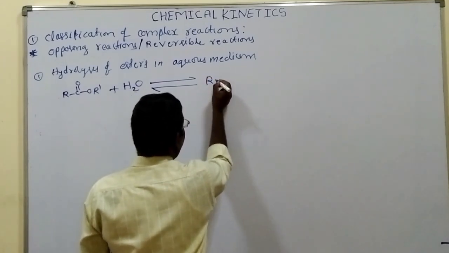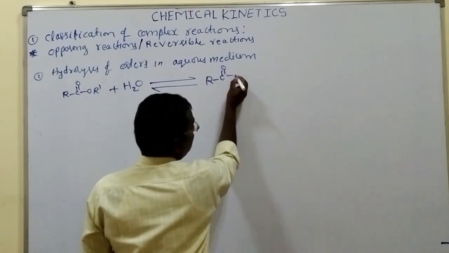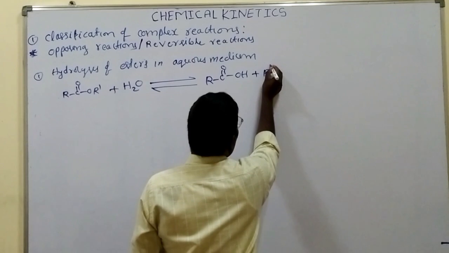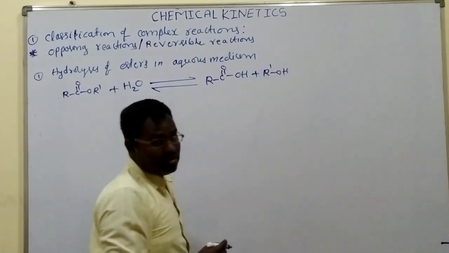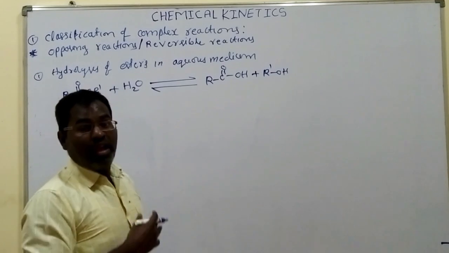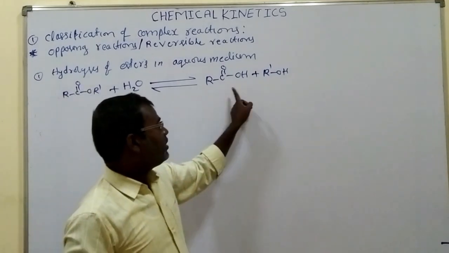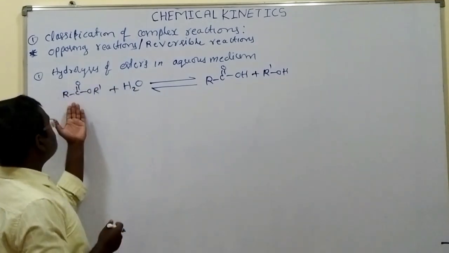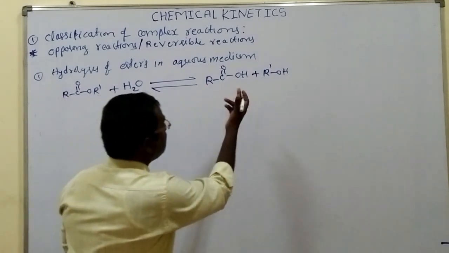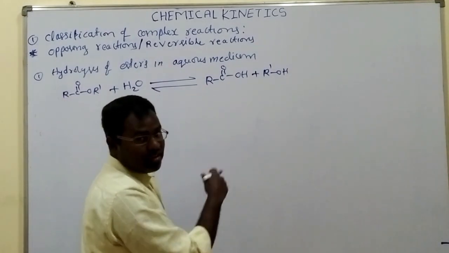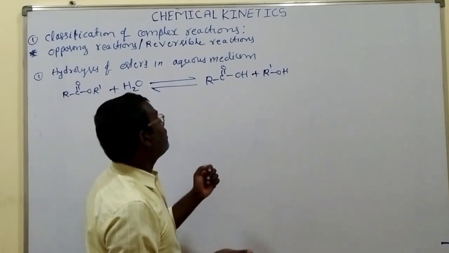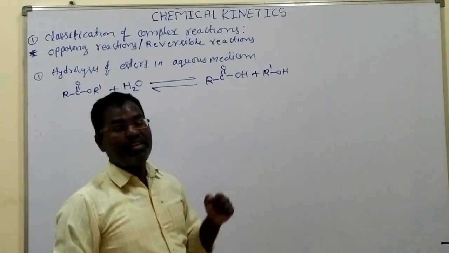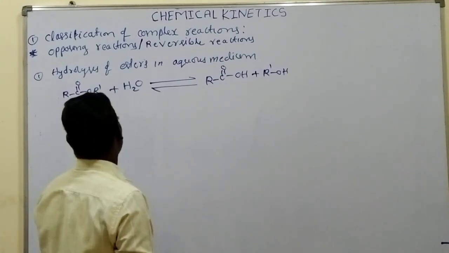The carboxylic acid formula is RCOOH. So on hydrolysis, the ester gives a carboxylic acid and an alcohol. Here ester and water are the reactants, and the acid and alcohol are the products. But after some time they react together again, giving back the original reactants. Hence it is an opposing or reversible reaction.